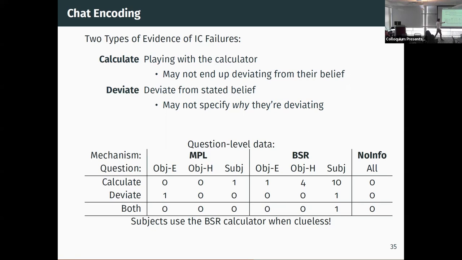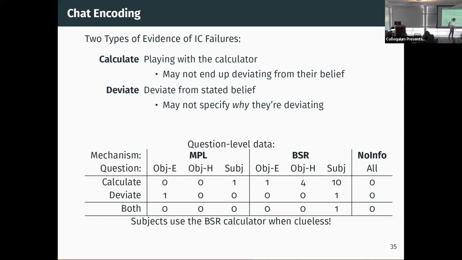All right. But I can unpack these results. That was across all questions. Let me break it down into the questions where there's an objectively correct belief and it's easy, according to me, an objectively correct belief and it's hard, or a subjective question, like the capital of Australia. What we see with the MPL, again, is very little going on: no calculating, no manipulating, no deviating. The BSR, where those deviations happen, is on the subjective questions. Like, what's the probability someone knows the capital of Australia? That's where people start monkeying around with it. So this is further evidence that when you show people these payoff mechanisms, it just triggers them to think more. So they start playing with the calculator, even though the calculator doesn't help them solve the problem of what's the probability the person got it right. They're just searching for something.